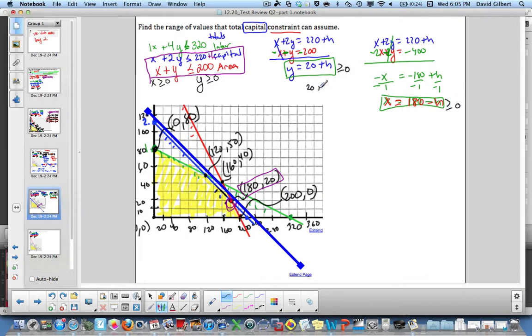All right, so if I have 20 plus h is more than or equal to 0, then minus 20 from both sides, I get h has to be more than or equal to negative 20. That's one of the limitations on h. All right, now if I know this has to be more than or equal to 0, I add h to both sides, and I get 180 is more than or equal to h. All right, so that's another limitation on h.